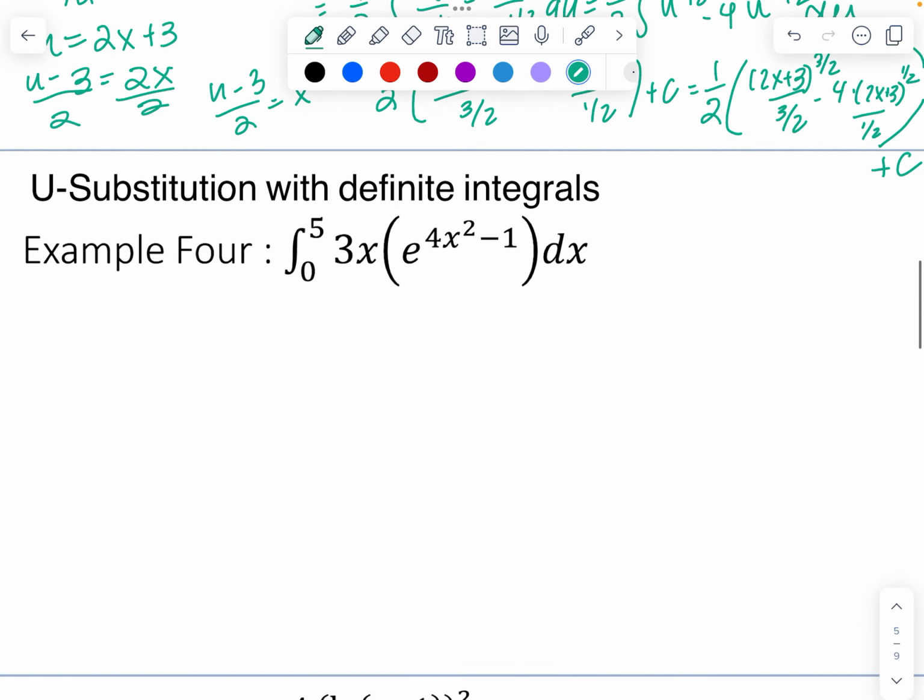But let's keep going. So now we're going to do u substitution, but notice that we have some bounds on here. The process is going to be pretty much the same, but we just have to talk about how we handle the bounds and what are some shortcuts we can use to handle the bounds.